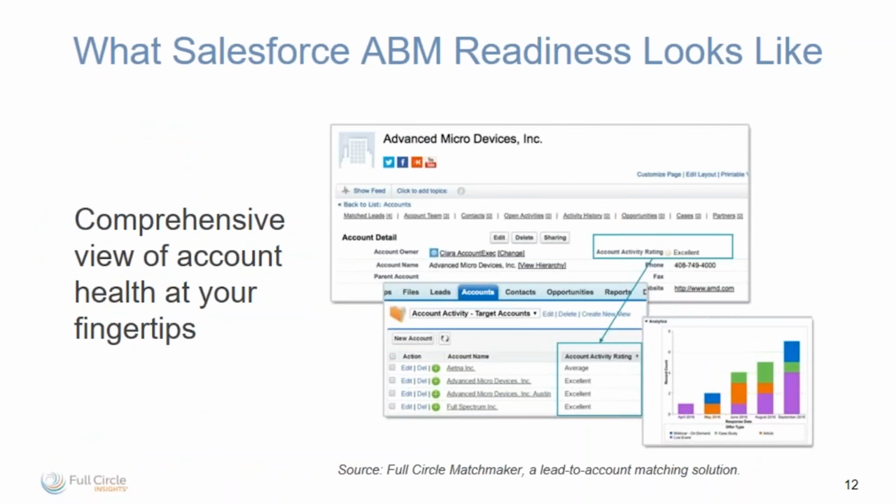And then finally, with Salesforce ABM readiness, you're able to have a comprehensive view of your account health at your fingertips. So you've got, in one summary view, a list of accounts, and per account, in this example, you've got account activity rating on the specific account view right here in account detail. But in one summary view, you should be able to view your engagement activity with your accounts and be able to report on that and see which ones are top of the pile. We have here average and excellent, but you should be able to pursue ones that you see in a summary view and have a comprehensive view of your account health.